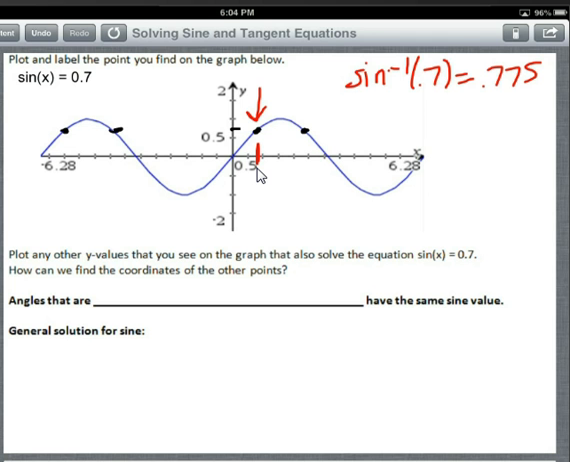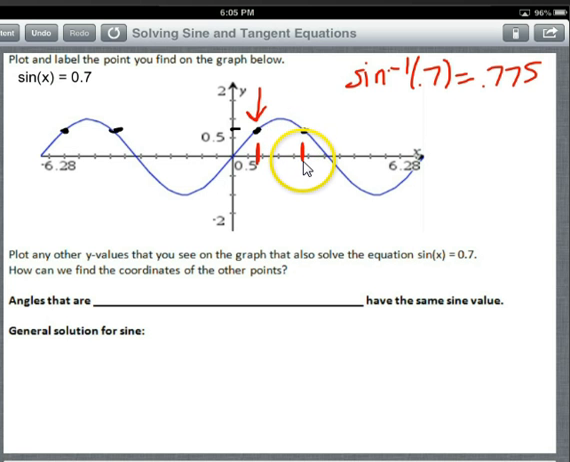Now I need to find another angle, which is right here. And how are those two angles related to each other? Because if I can find these two angles, then all I have to do is subtract 2 pi from both of these angles to get these two angles, or add 2 pi to both of these angles to get those two over here, because like the cosine graph, the sine repeats itself every 2 pi units. So I just need one on each side of the curve, and then I'm good to go to get the other angles.